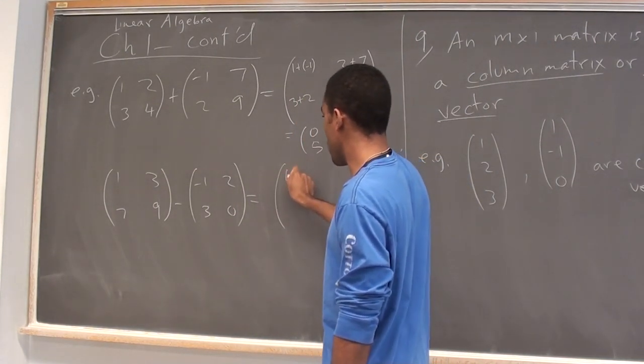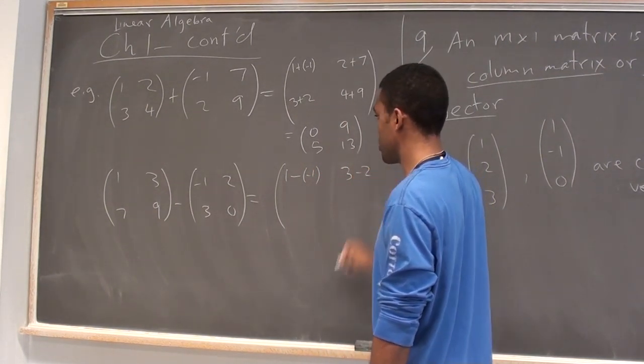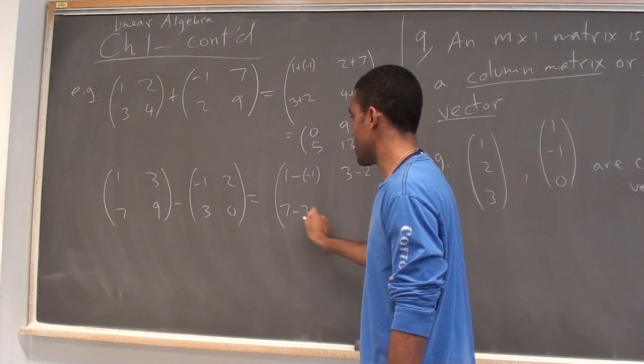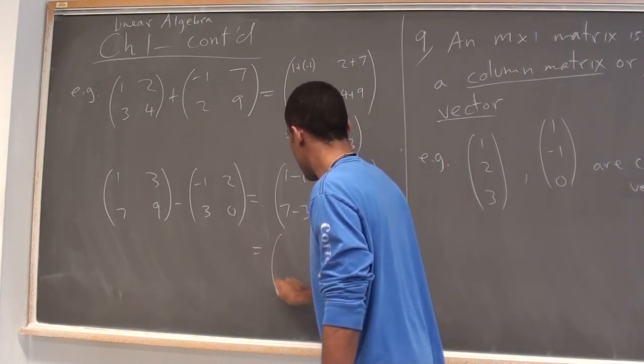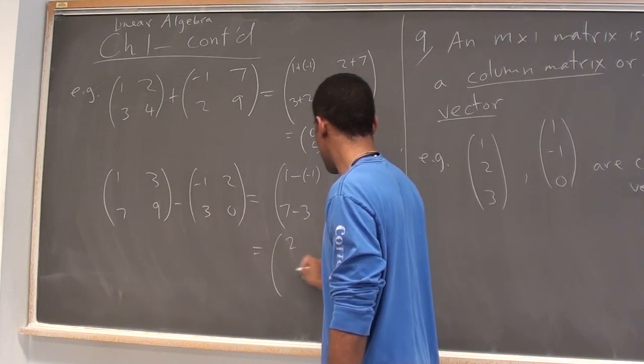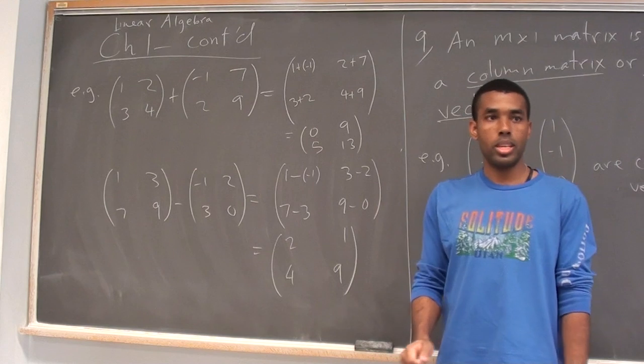Similarly here, you'll have a 1 minus a minus 1. You have a 3 minus 2. You have a 7 minus 3. You have a 9 minus 0. So this gives you 2, 1, 4. Any questions?